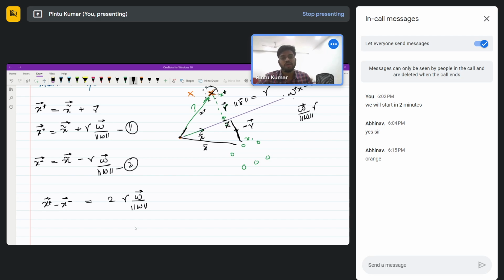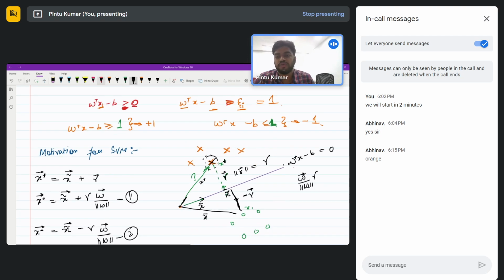Another thing I want to mention here is that I impose an extra condition that W transpose X minus B should be greater than or equal to 1. The points closest to your separating hyperplane are also known as support vectors. And from here we get the name support vector machine.